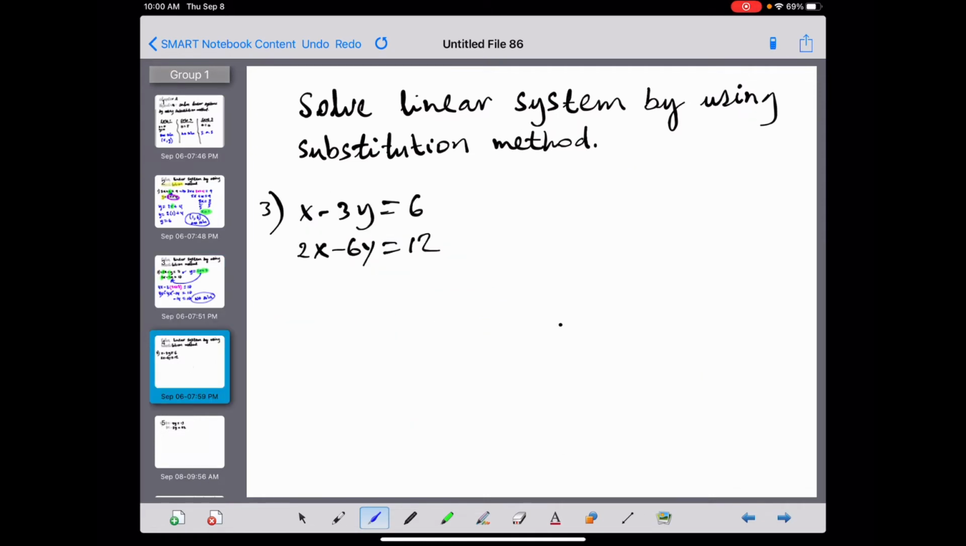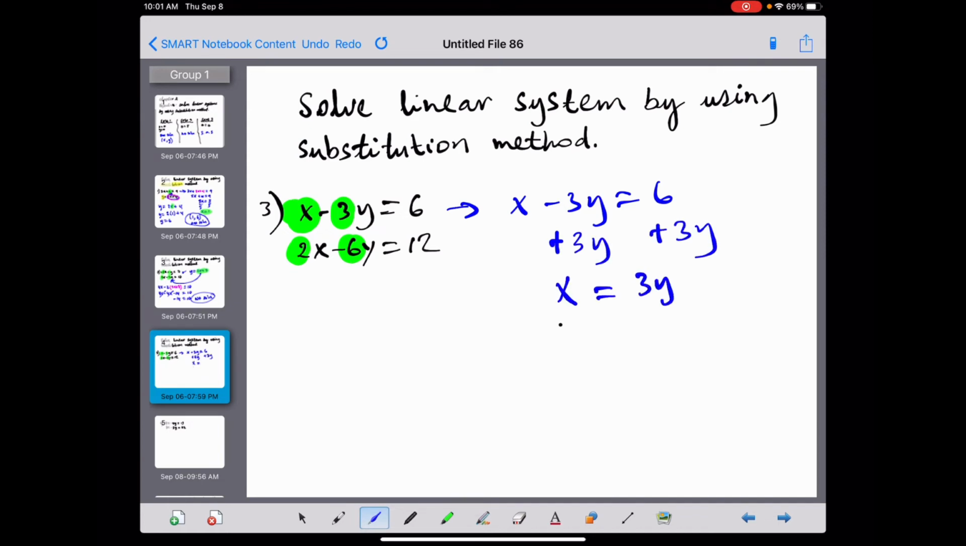In number 3, same thing like number 2. None of the letters are solved for us, so we have to figure out which one. The second equation has a 2, a 6, -3, and a 1. So the second equation is harder to solve, so don't pick that one. I would pick the first one. But if I pick the first one, I'm going to solve for x, okay? So here I'm going to add 3y to both sides. So x equal to 3y plus 6, okay?